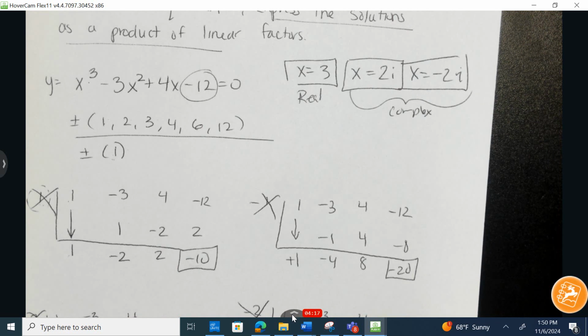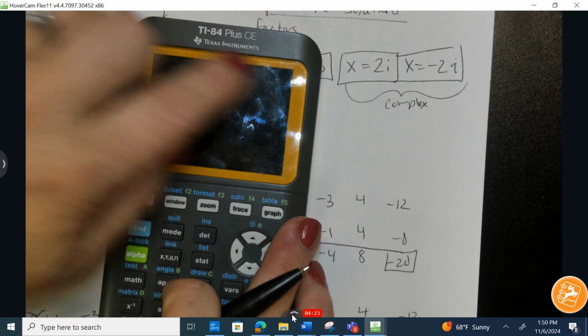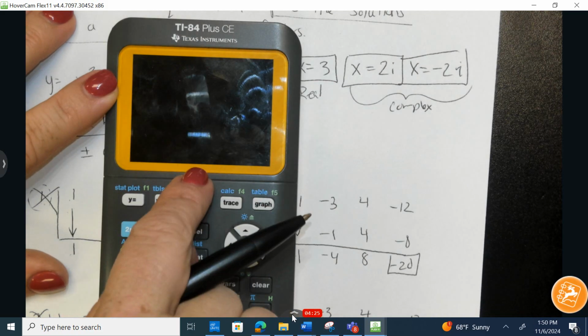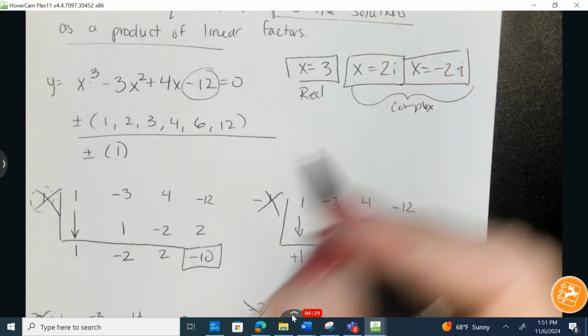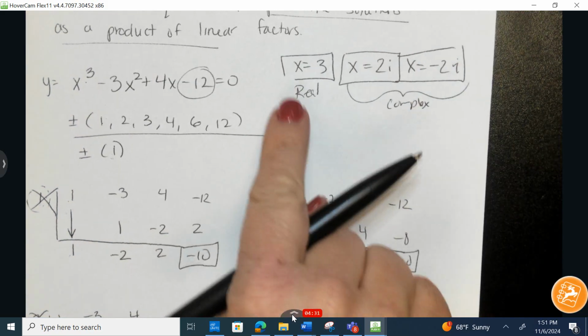Complex solutions are not going to be visible on our graphs. Remember, when we graph, we're graphing on a real axis here, so we have an x and a y. We don't graph complex numbers on a Cartesian plane, a real Cartesian plane. So these are my answers.